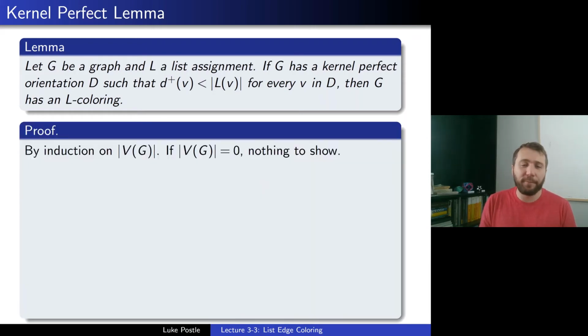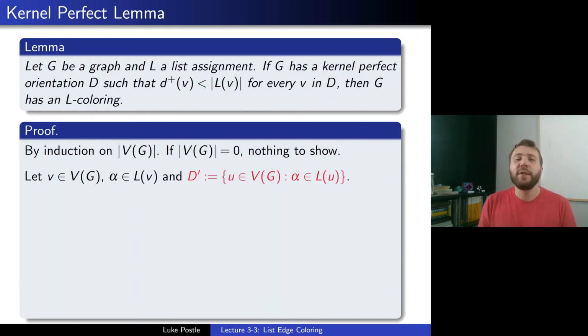So, proof: you go by induction on the number of vertices of G. If V is empty, V is 0, then there's nothing to show. You just take an empty coloring. Okay, then what? Well, here's the trick. You know you're not an empty graph, so there's a vertex. Pick any color from the list of that vertex. So really just pick a color that's in the list somewhere. The vertex won't actually matter, just the color.